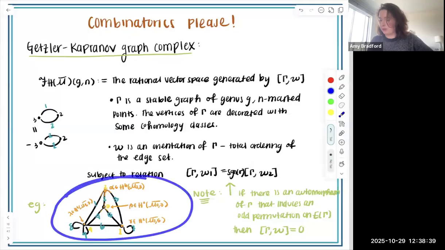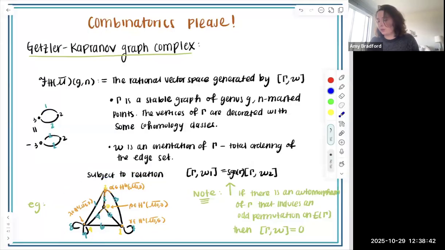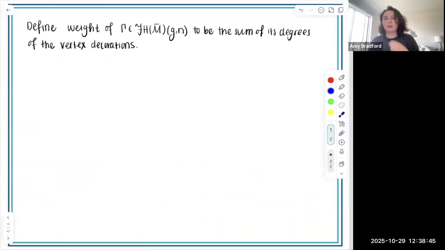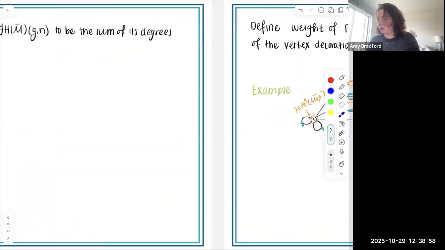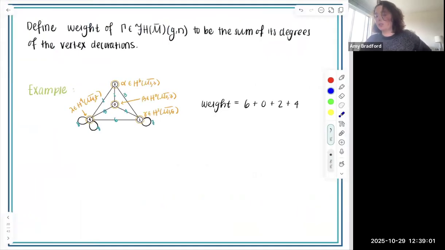So these are the elements of this vector space. And then I want to say something a little bit more refined than just this full vector space. So I can define a weight of a graph in this vector space, and we're going to define this to be the sum of the degrees of the vertex decorations. So if we come back to the graph that we had in our example, to say what is the weight of this, we pick out the degree of the cohomology classes on each of the vertices, and we sum them up, and that's going to be the weight of a graph in this complex.